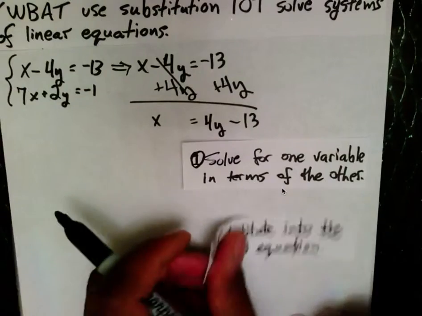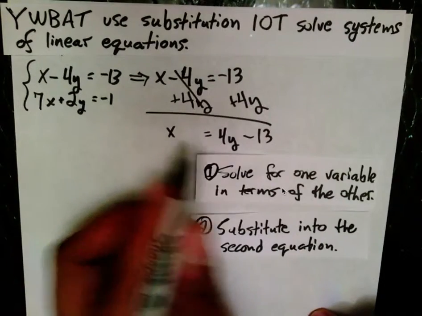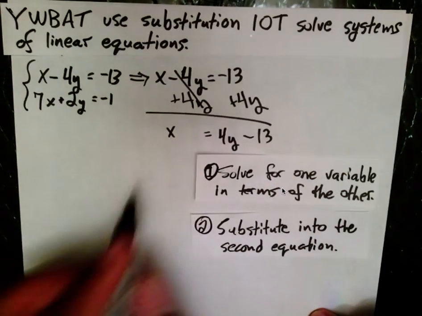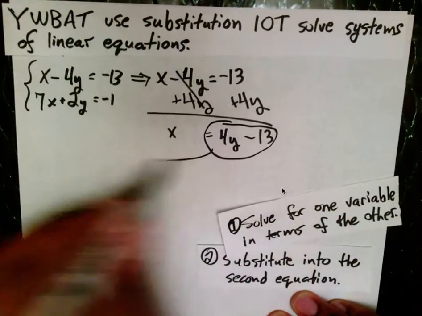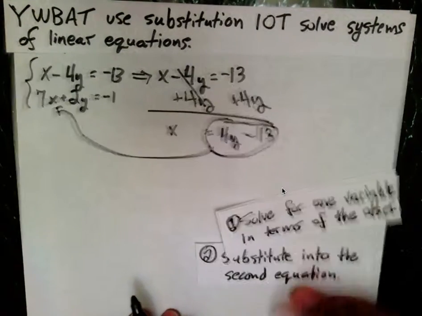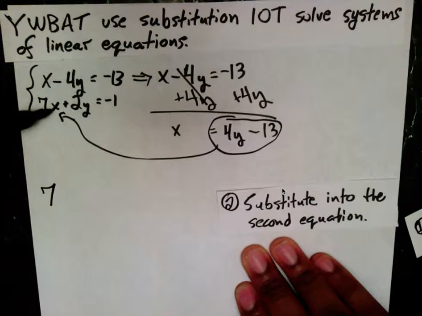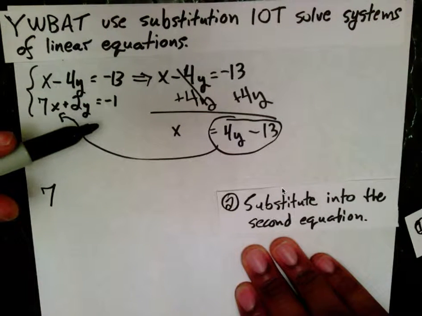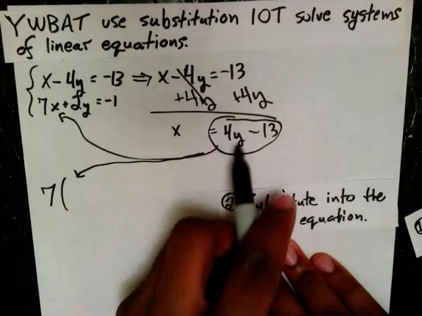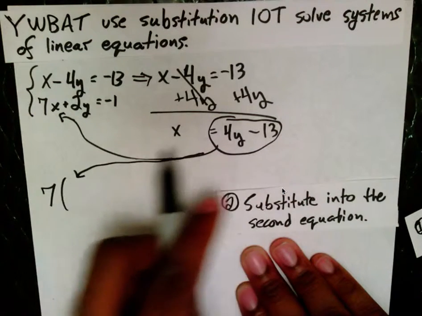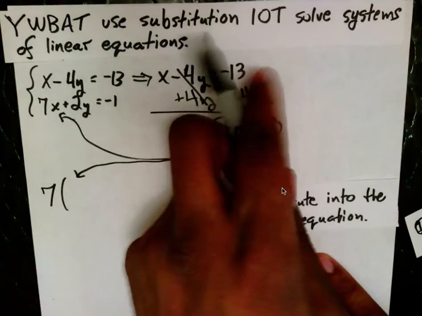Now, second step, you want to substitute into the second equation. So if x equals 4y minus 13, I want to take this and plug it in wherever I see x in the second equation. So instead of writing 7x plus 2y equals negative 1, my x is now equal to 4y minus 13. So I'm going to take that 4y minus 13 and plug it into here. And that is the main point of substitution.